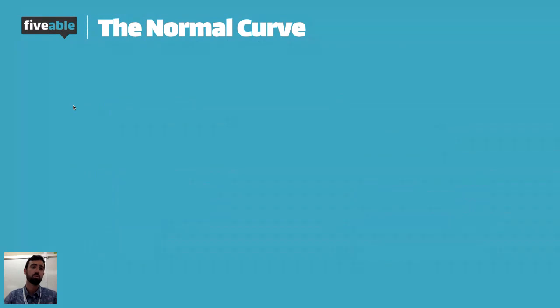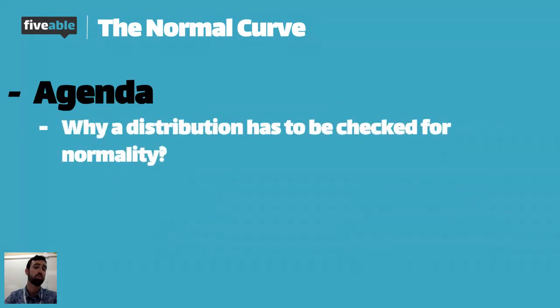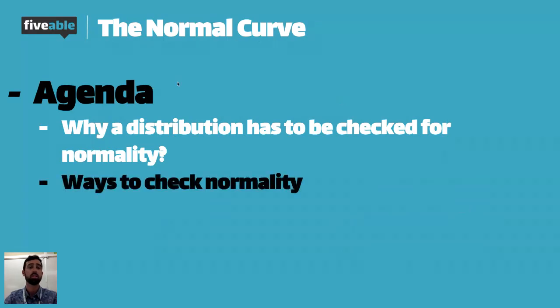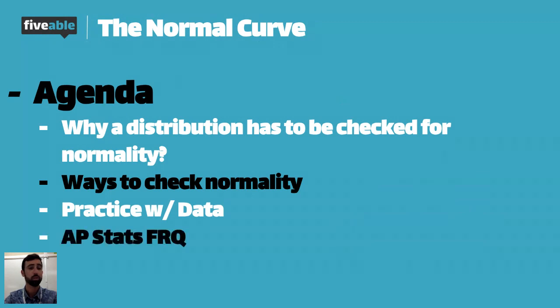All right, so the normal curve, that's what we've been focused on this whole 2-3 sessions. But today we're specifically going to focus on how to assess normality. So one, why do we have to check a normal distribution for normality? Next, ways to check it. So how do we check if something is normal? Practice with data. So we're actually going to practice with some data to see if something is normal. And then we're going to do an FRQ, so an actual AP problem that has to deal with normality and normal distributions.